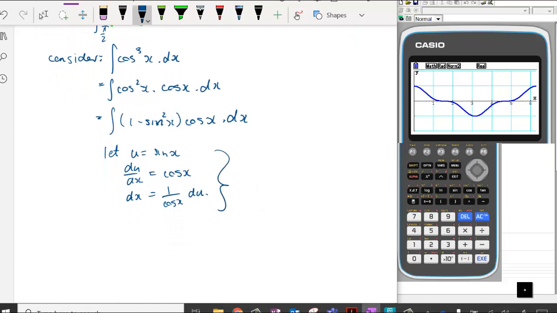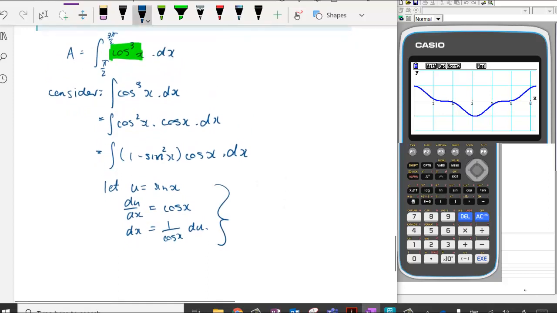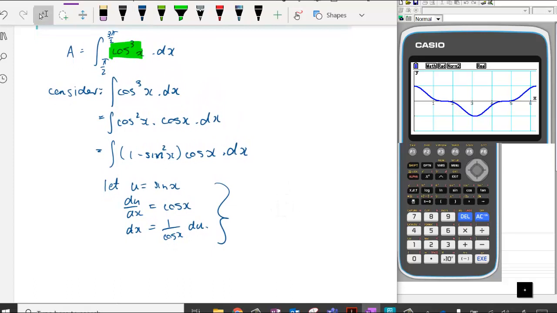And when we consider our limits now, so instead of being between pi on 2 and 3 pi on 2, our lower limit was originally x is equal to pi on 2, and so sine pi on 2 is equal to 1, so u is 1. When x is equal to 3 pi on 2, sine 3 pi on 2 is negative 1, so u is negative 1.